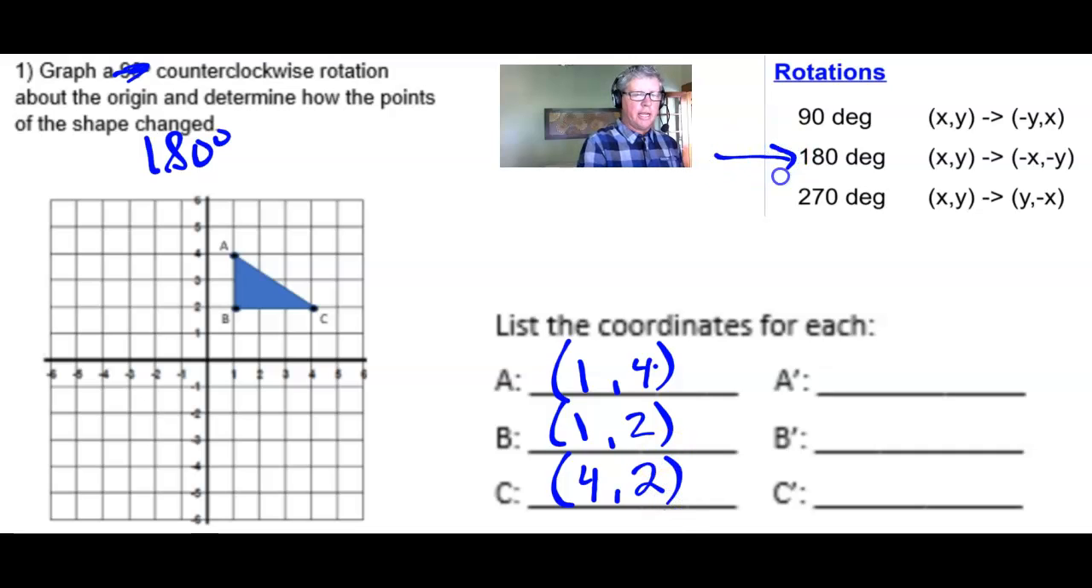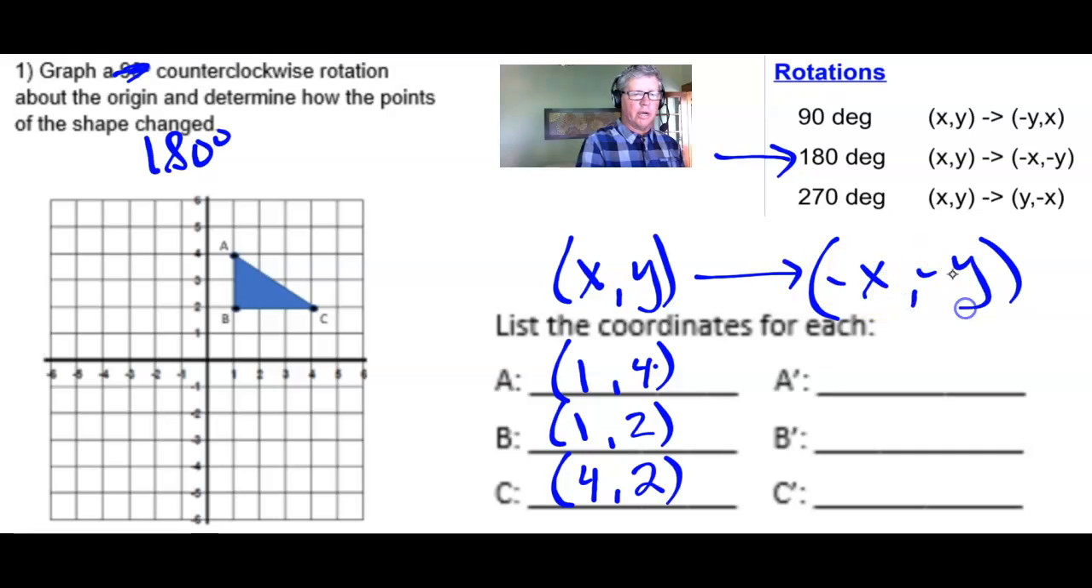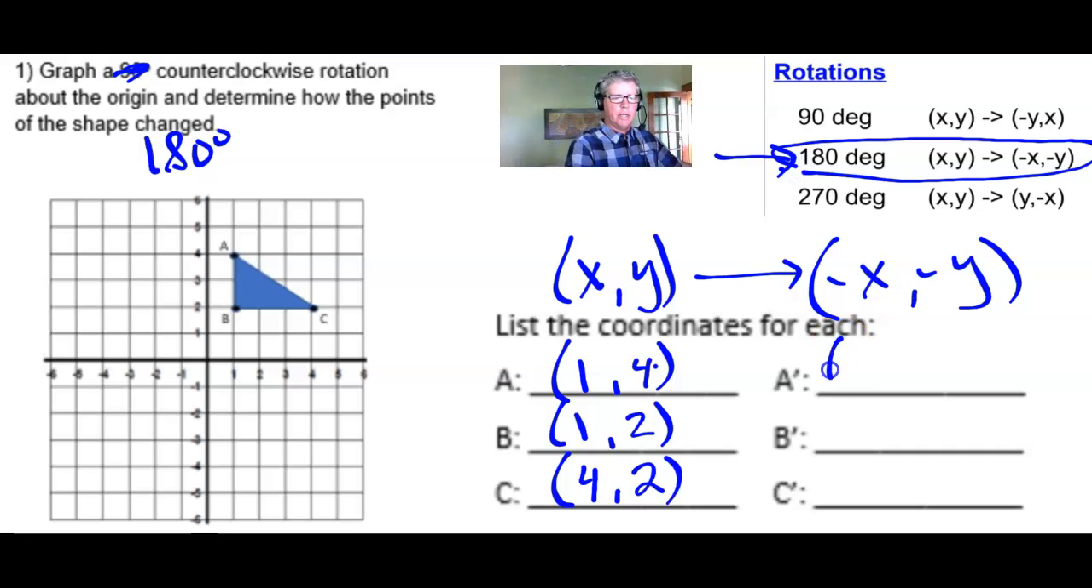I'm doing 180, so I'm going to write down my rule. So take any point and change it. How do I change it? The opposite of x and the opposite of y. So I'm capturing this rule. Those should be in your notes or your reference sheet. All right. So in order to do 180 degree, I need to find the opposite of the x value. So I go to my original. Here's the x value. I want to write the opposite of that.